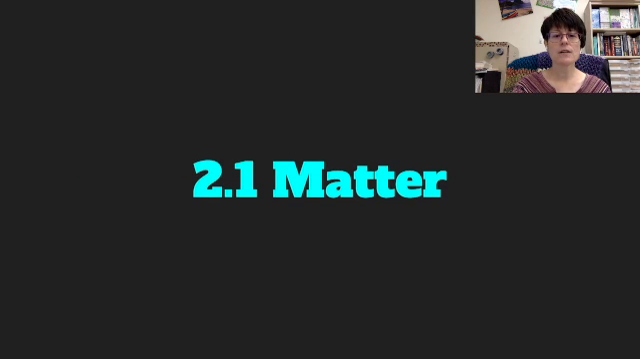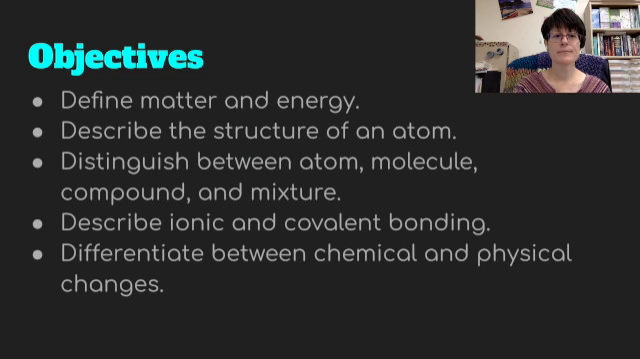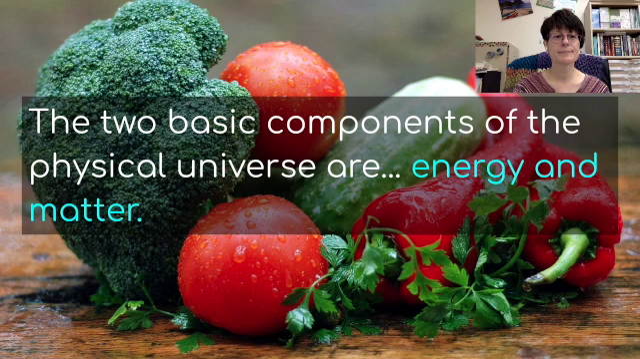So let's start with matter from section 2.1. Our objectives are going to be to define matter and energy, describe the structure of an atom, distinguish between an atom, molecule, compound, and mixture, describe ionic and covalent bonding, and differentiate between chemical and physical changes.